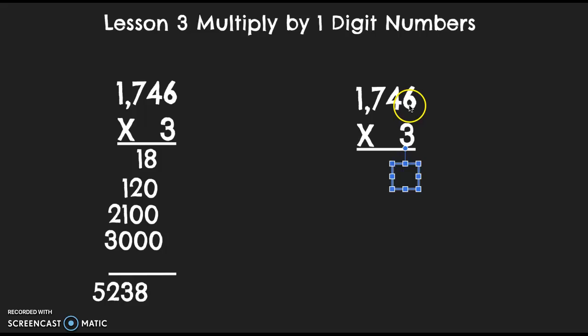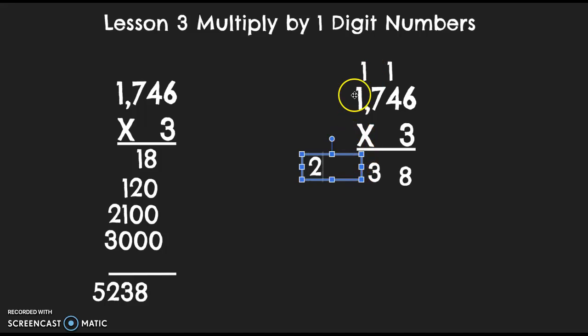Let's check over here. 3 times 6 is 18. And I carry my 1. 4 times 3 is 12, plus 1 is 13. I carry my 1. 3 times 7 is 21, plus 1 is 22. I carry a 2. And then 3 times 1 is 3, plus 2 is 5. So I'm going to put a 5 there. And I would get 5,238 both ways. Okay, so now we're to this point.